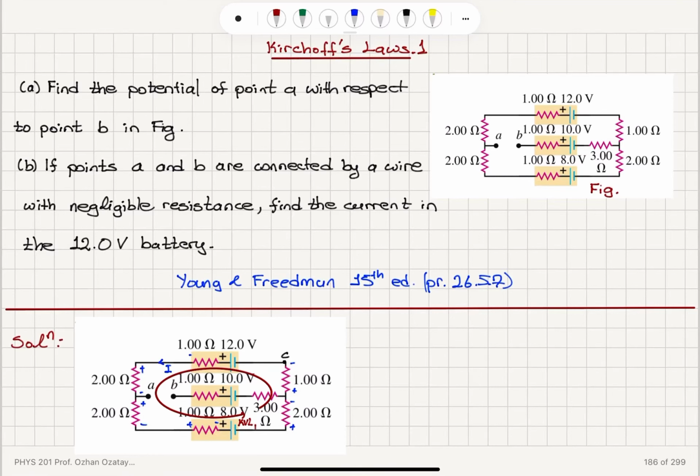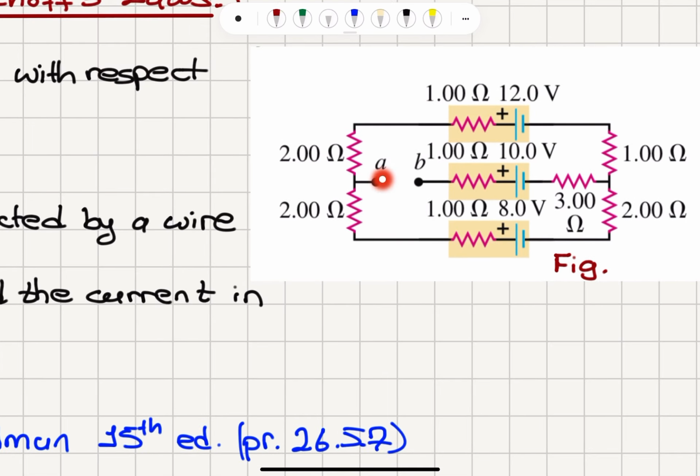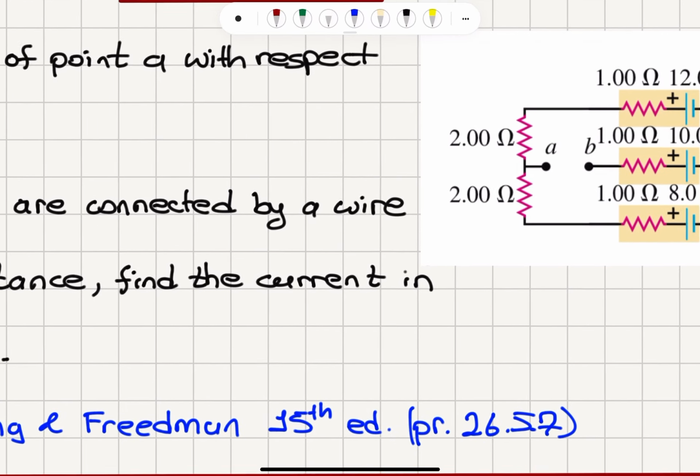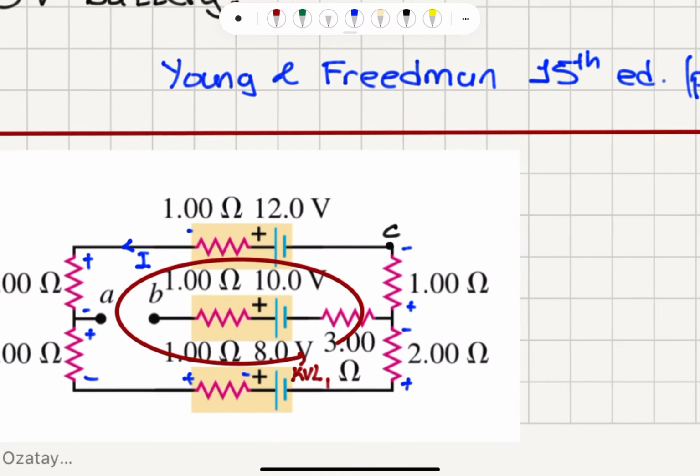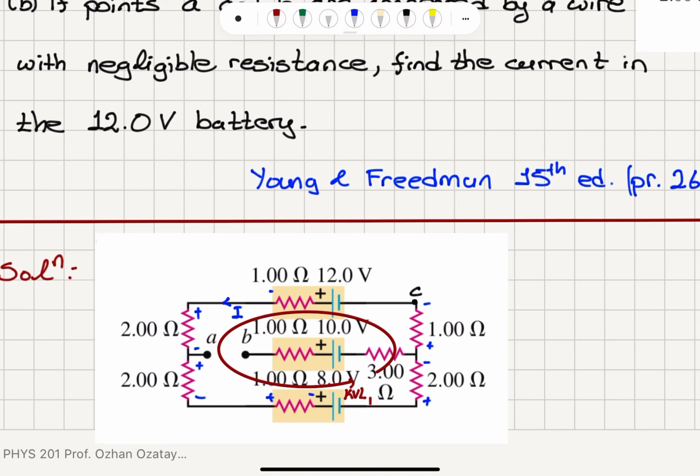Kirchhoff's laws 1. Part A. Find the potential of point A with respect to point B in the figure. So, potential of A with respect to B. And part B. If points A and B are connected by a wire with negligible resistance, find the current in the 12-volt battery. Okay, so in part A, we have no connection between A and B.